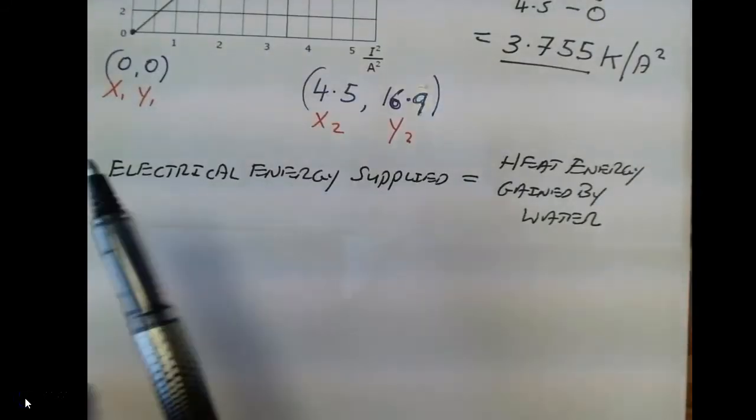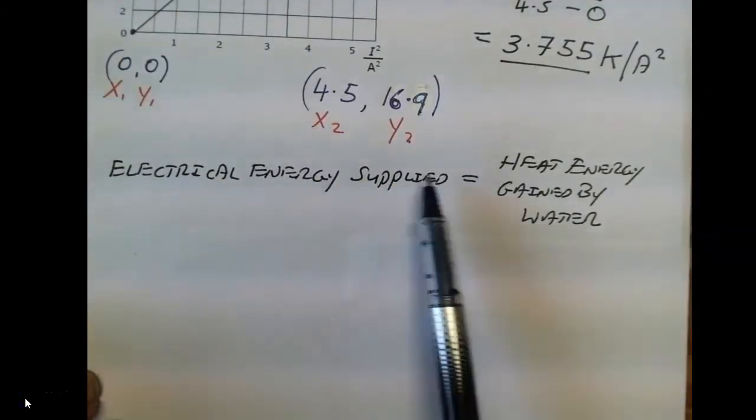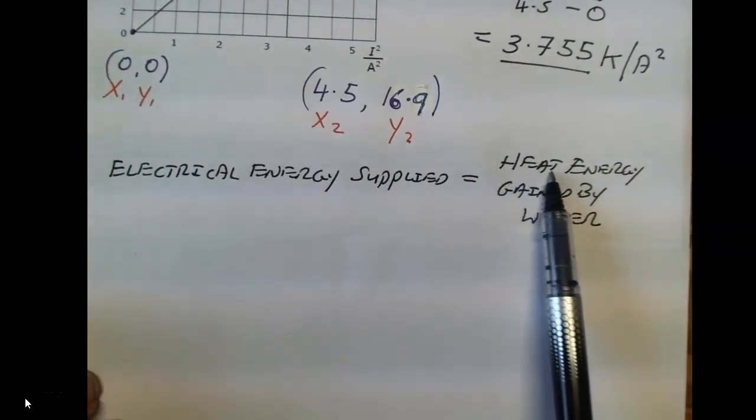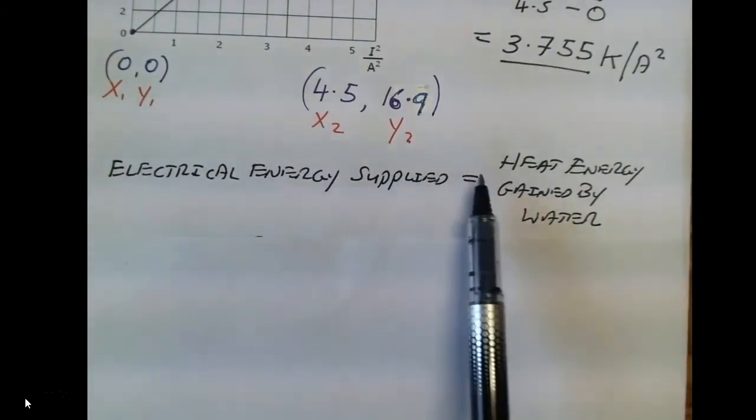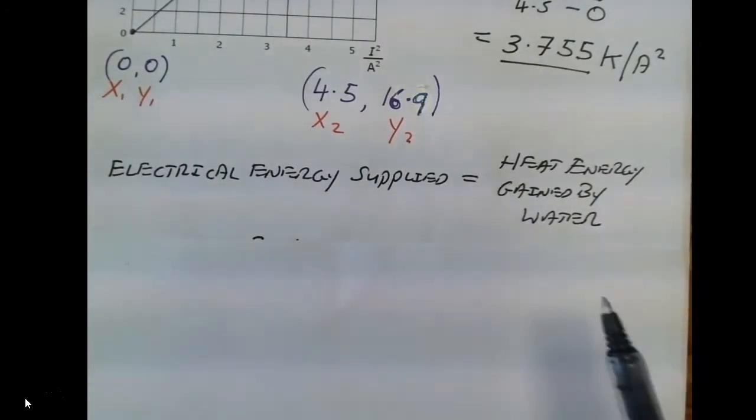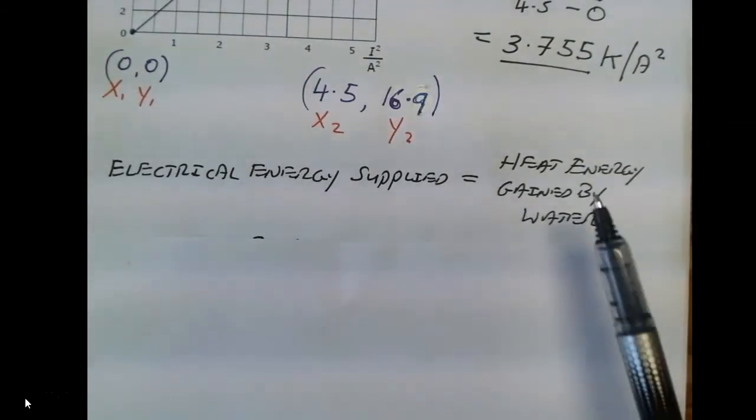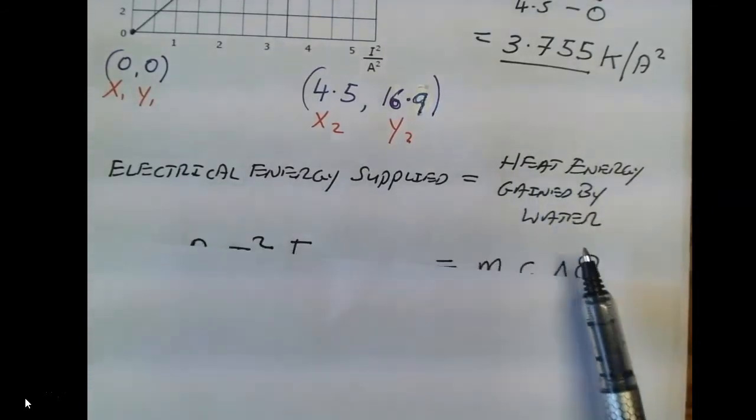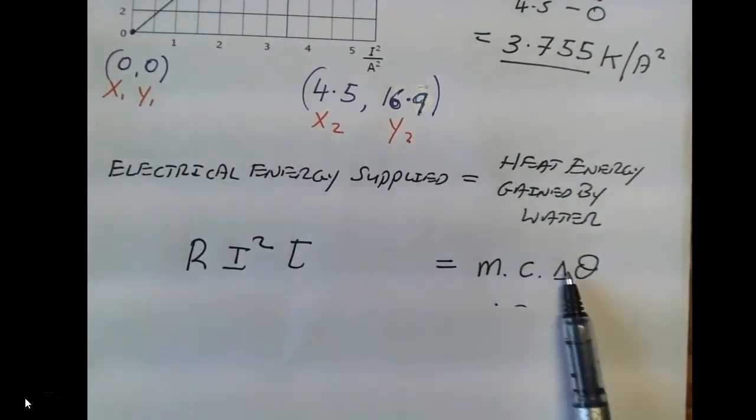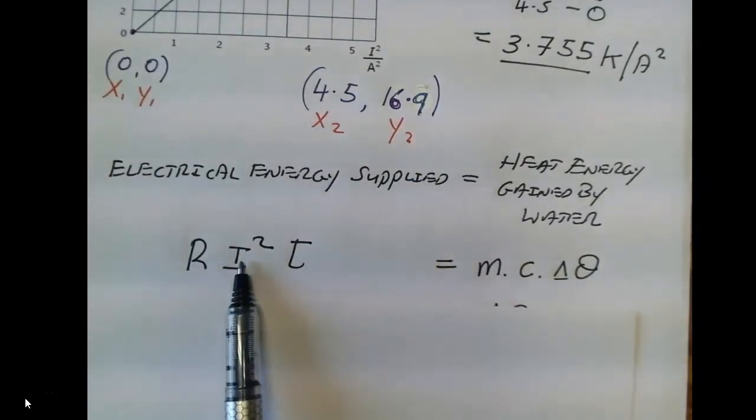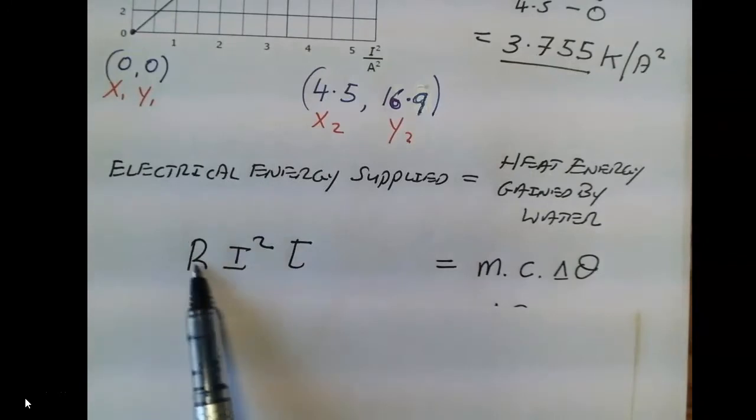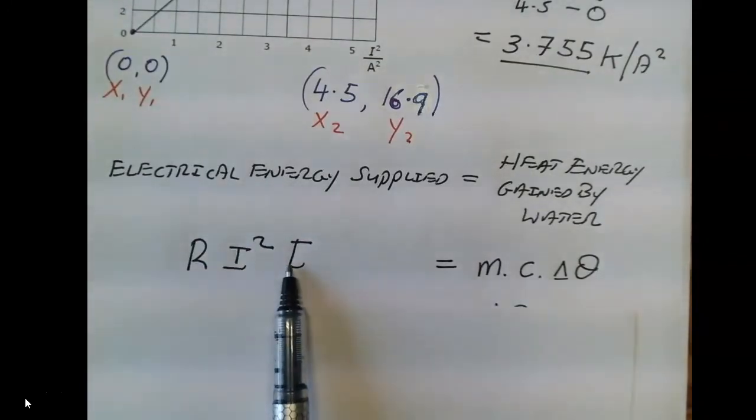Now we're told that all of the electrical energy supplied is absorbed as heat energy in the water. So we can say electrical energy supplied equals heat energy gained by the water. We can ignore absorption of heat energy by the calorimeter, thermometer, surroundings, etc. The heat energy gained by the water is very simple. It's mass by specific heat capacity by change in temperature. The electrical energy supplied is resistance by current squared, which is the power, the energy supplied per second, by the number of seconds that the current is flowing, which we were told was 180 seconds.